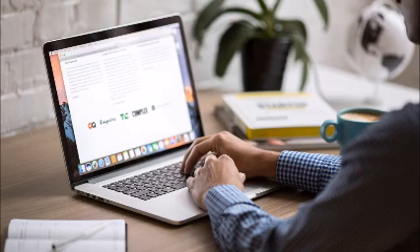Lesson 7. Word processing on the computer.